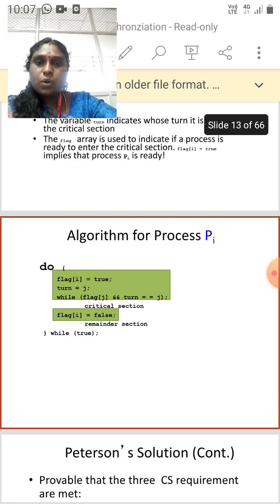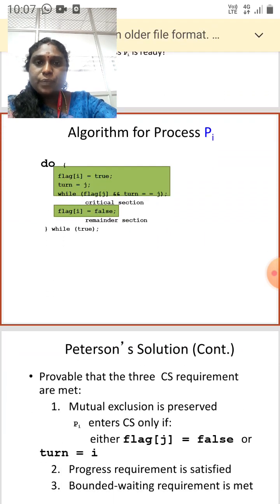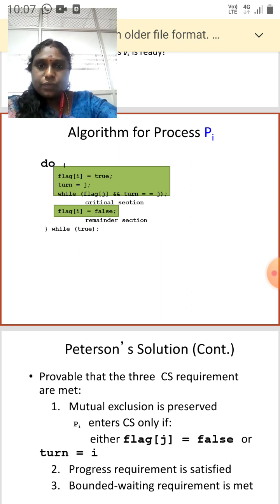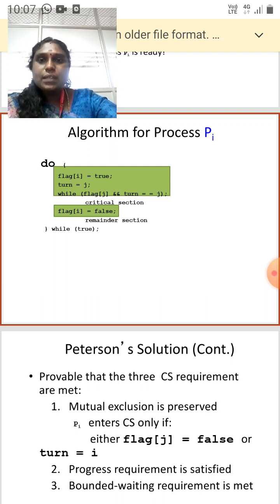Here is the structure for process Pi: flag[i] = true, turn = j, while (flag[j] && turn == j); then the critical section, then flag[i] = false, then the remainder section, while true.